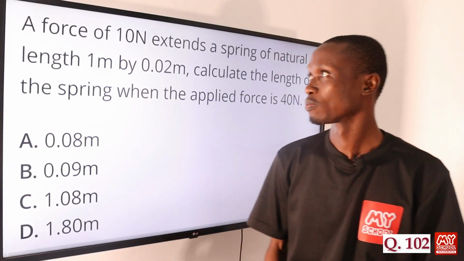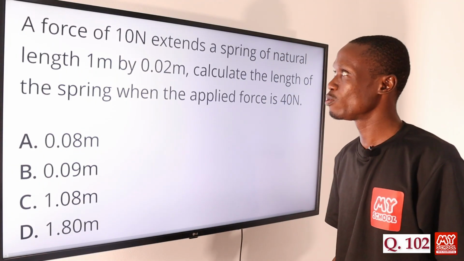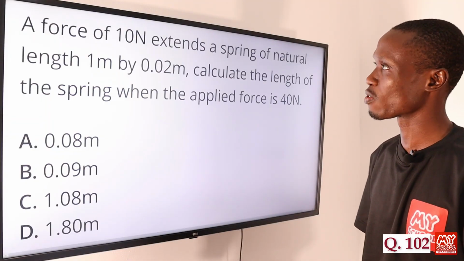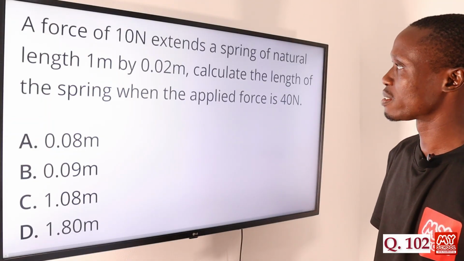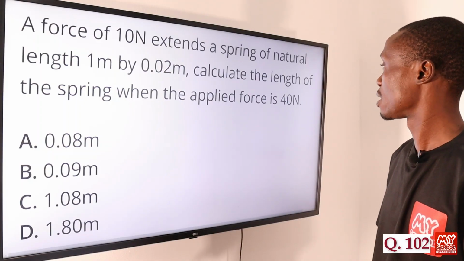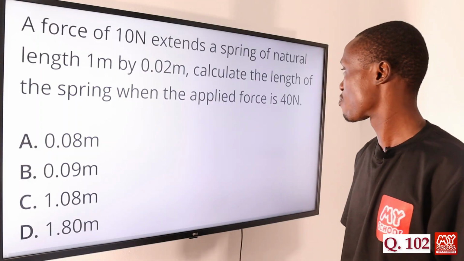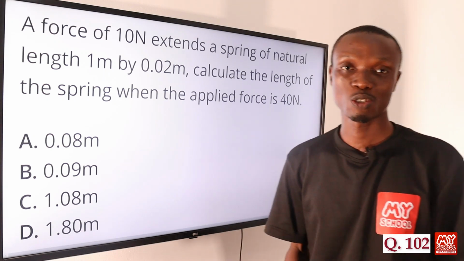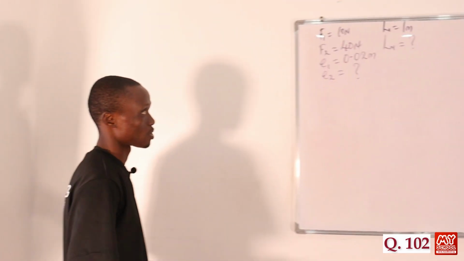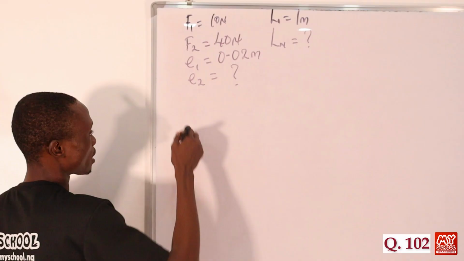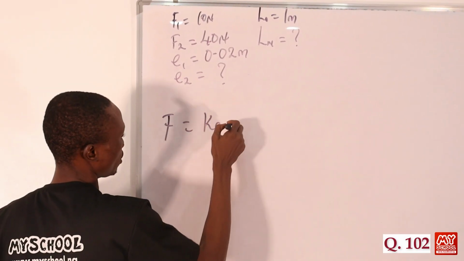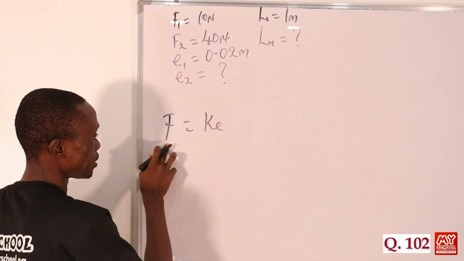Question 102. A force of 10 Newton extends a spring of natural length 1 meter by 0.02 meter. Calculate the length of the spring when the applied force is 40 Newton. So let's move over to the board to provide the answer to this question. Remember that F is equals to KE, where E stands for extension and F stands for force.